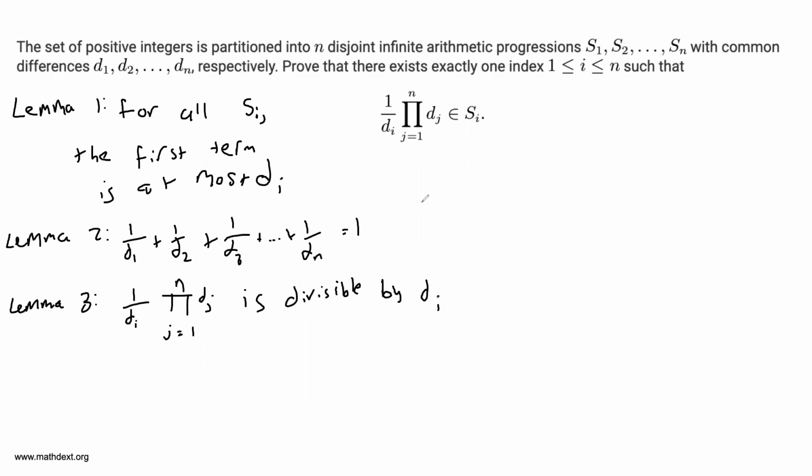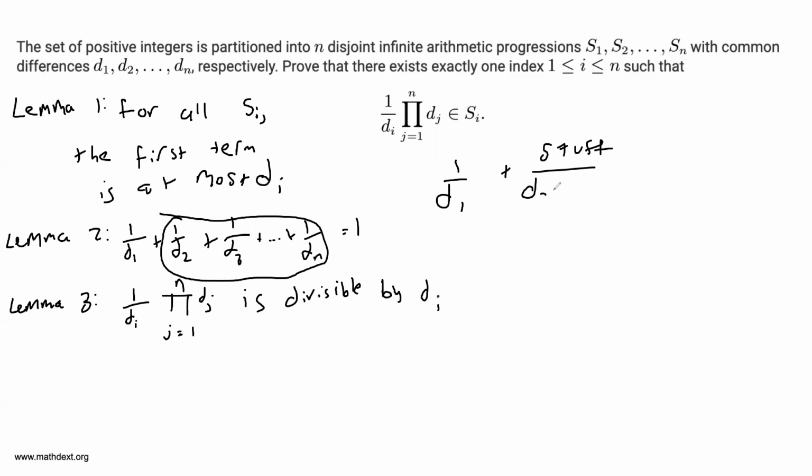So we're going to start by showing that this statement is true: 1 over d1 times the big product is divisible by d1. Then we'll do it for any i. What we do is we take this expression and say, okay, 1 over d1 plus these other fractions we can write over a common denominator. So it's going to be stuff over d2, d3, d4, dn, right? You can write all of these over a common denominator, d2, d3, d4, dn.